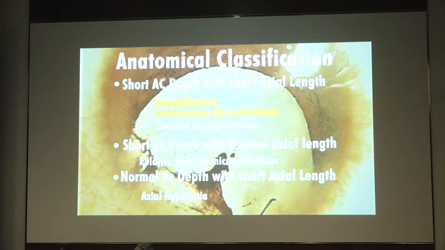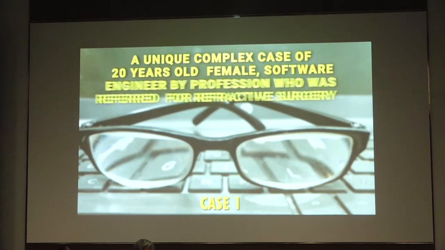Small eyes can be classified according to anterior chamber depth and axial length. This video will demonstrate the challenges found in two cases: extremely short axial length and a small ACD.